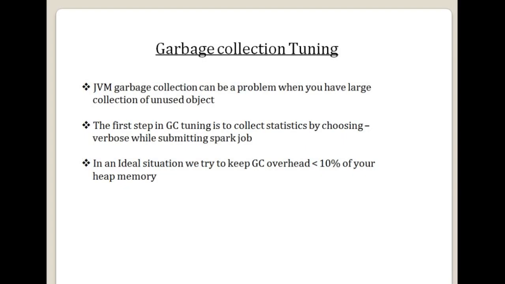Next is garbage collection tuning. As we know, under the hood our Spark job is running on the JVM platform. JVM garbage collection can be problematic when you have a large collection of unused objects. The first step in tuning garbage collection is to collect statistics by choosing an option in your Spark submit verbose. Generally, in an ideal situation, we should keep our garbage collection memory less than 10% of the heap memory.